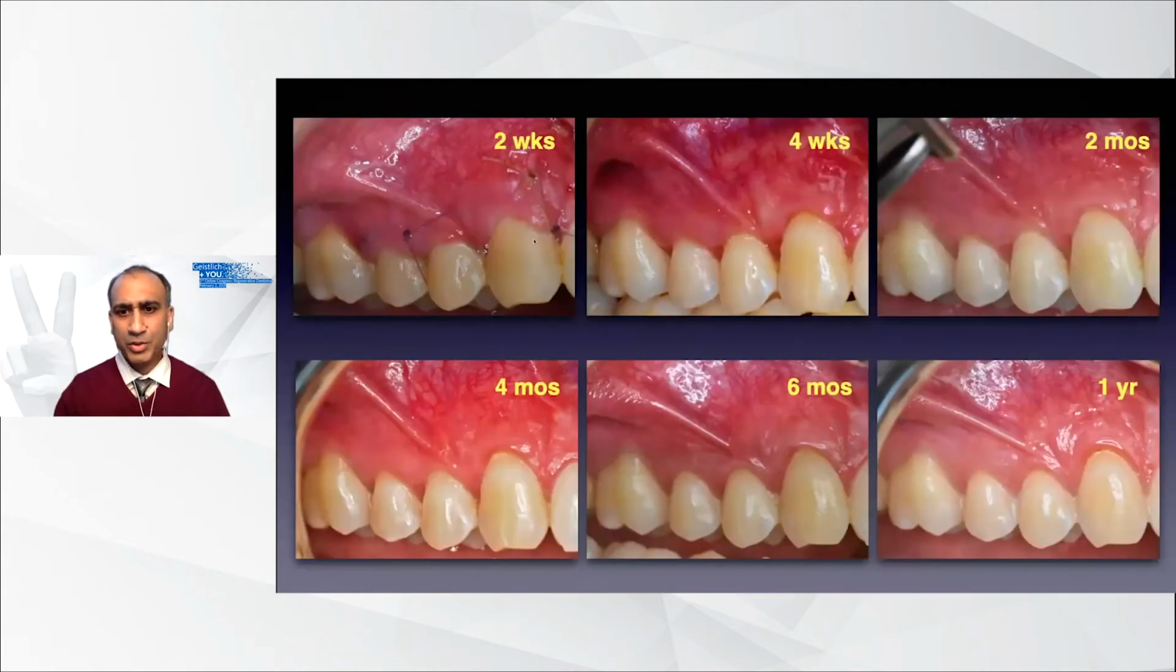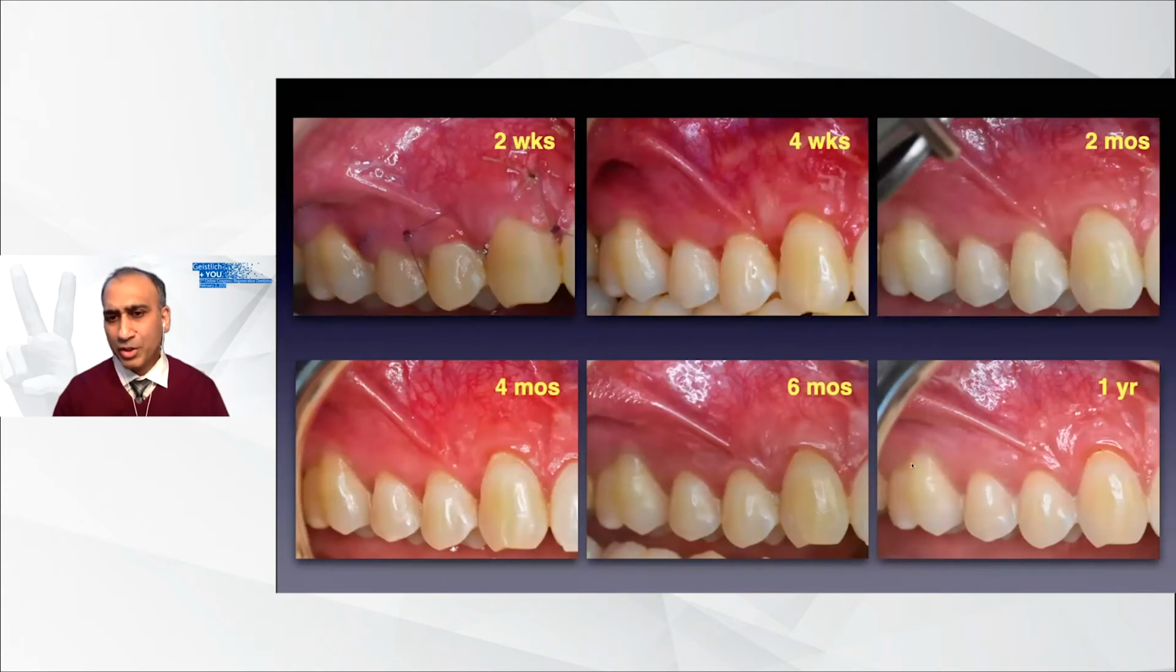Here's the healing sequence from 2 weeks to 1 year. And while I was very happy with my first case that I showed you, the healing in this case is so much more clean. And by 1 year, we have almost indistinguishable features of the papilla here. We've got complete root coverage on the canine and bicuspids and partial root coverage on the molar.